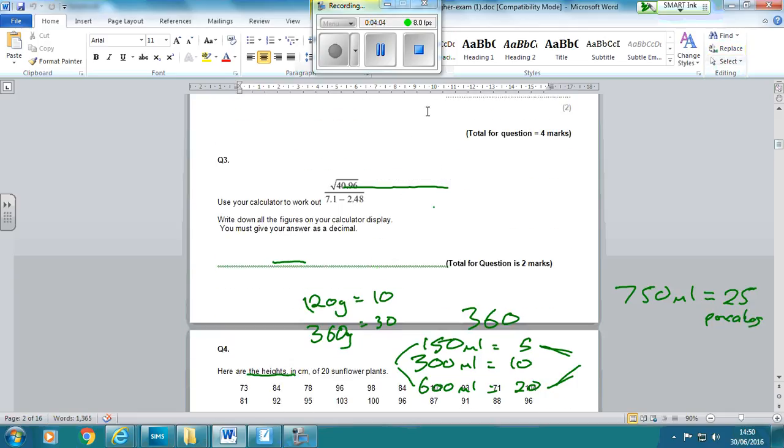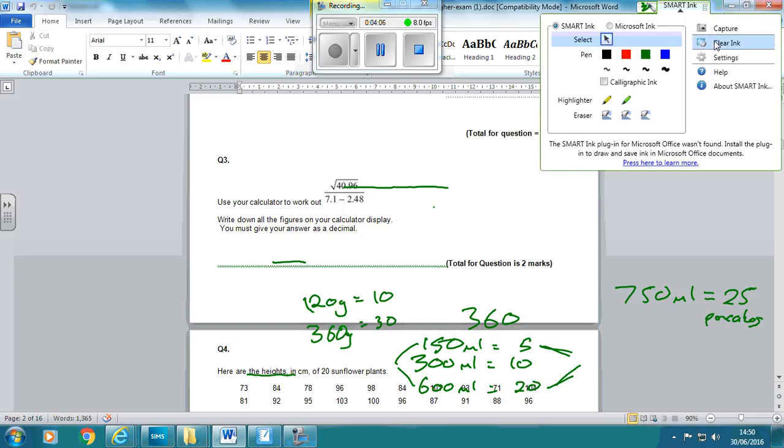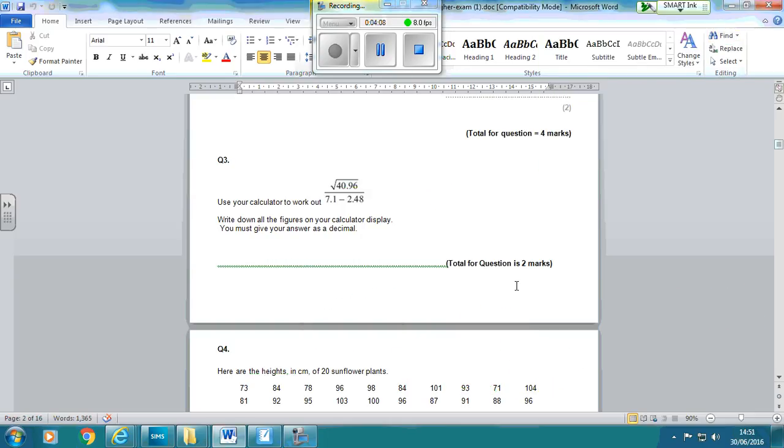Okay, question 3. Now this one, it's really important that when you do this, it's worth 2 marks, you see down here. So it means that you're going to get 1 mark for doing working. So what I would do is I would do the top of the fraction and the bottom of the fraction separately. So 7.1 take away 2.48. 7.1 take away 2.48 is 4.62 on the bottom.